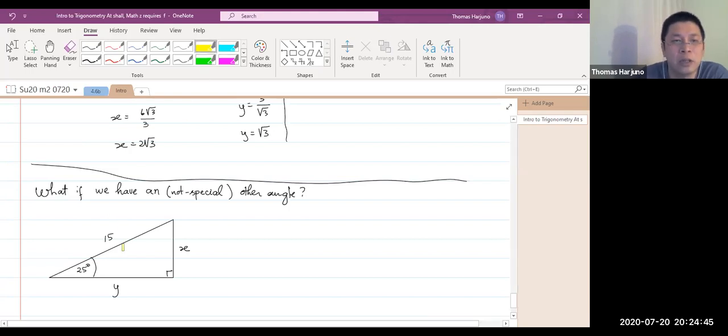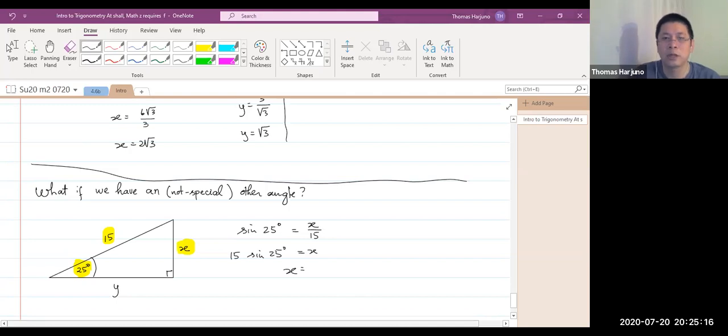Then we still have the same idea. Then what relates 25 degrees and 15 and x? That would be sine. Sine 25 degrees equals x over 15, right? Now try to solve for x first. Okay, 15 sine 25 degrees equals x. And then you use your calculator.